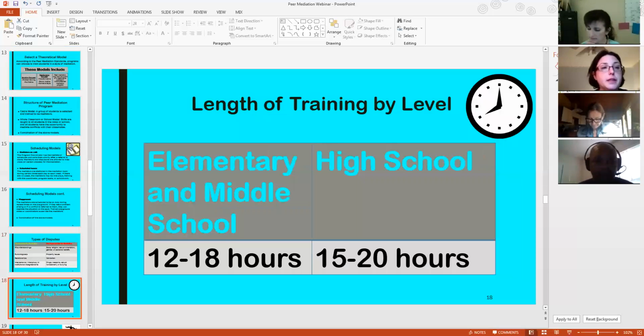The length of training by level recommended by the standards: for elementary and middle school, they recommend 12 to 18 hours. For elementary school students, counselors can meet with them at least twice a month.